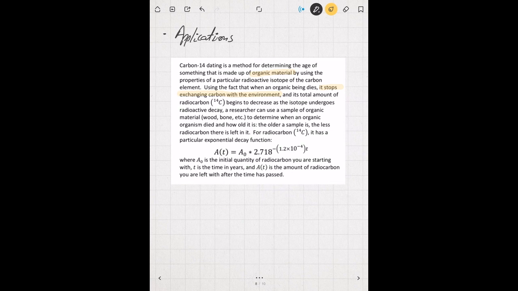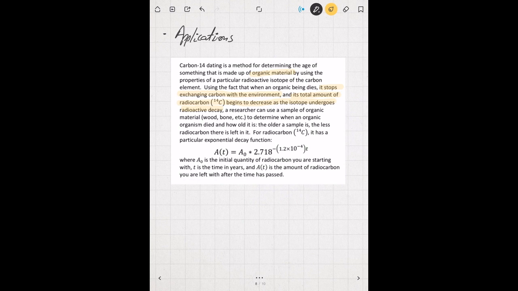So when a living being dies, or I should say when an organic being dies, it no longer exchanges carbon with the environment. So it's capped off. And the total amount of radiocarbon, which we call carbon-14, begins to decrease as the isotope undergoes radioactive decay.